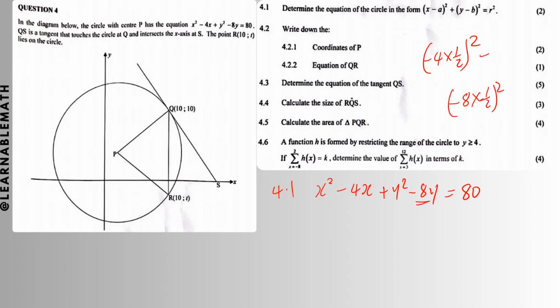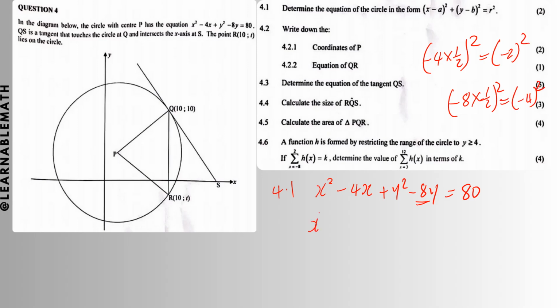4.1. They want us to determine the equation of the circle in the form (x minus a) squared plus (y minus b) squared equals r squared. The one that we are given is x squared minus 4x plus y squared minus 8y equals 80, right? Obviously, to rewrite it in that form, you have to complete the square. So you go to the coefficient of x, which is minus 4, multiply by 1 over 2, and you square it. Then the coefficient of y, which is minus 8, you do the same, minus 8 times 1 over 2, and you square. That will be minus 2 squared, and this will be minus 4 squared.